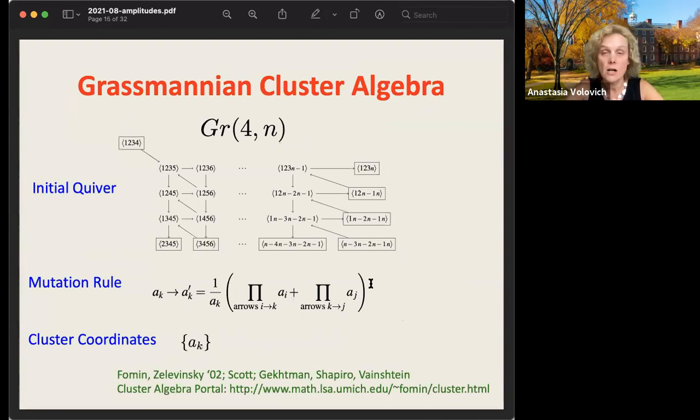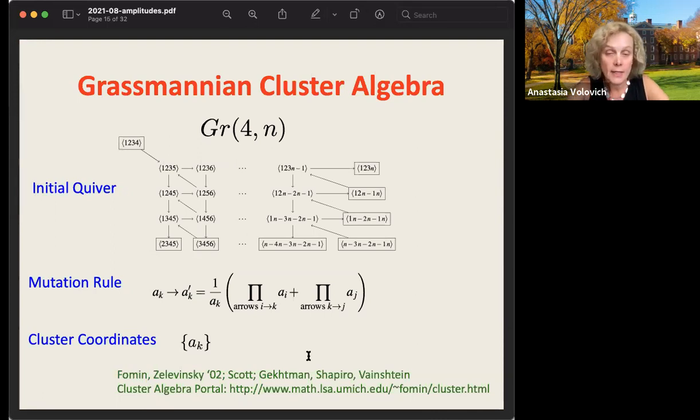So a cluster algebra is defined by two things. It is defined by an initial quiver, and I wrote to you the initial quiver for Gr(4,n), which looks like this, and a certain mutation rule, which is given from the quiver. You can write down a generic mutation rule like this. And what you do, you mutate each node and you produce a list. And this list is called all possible cluster coordinates.